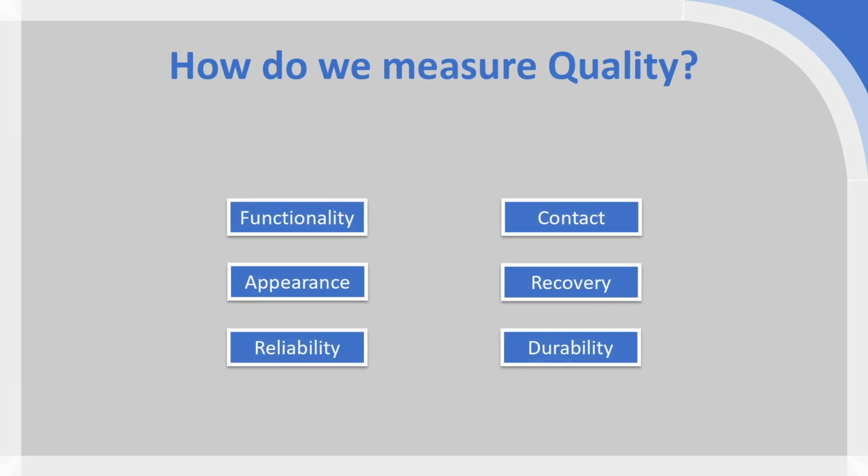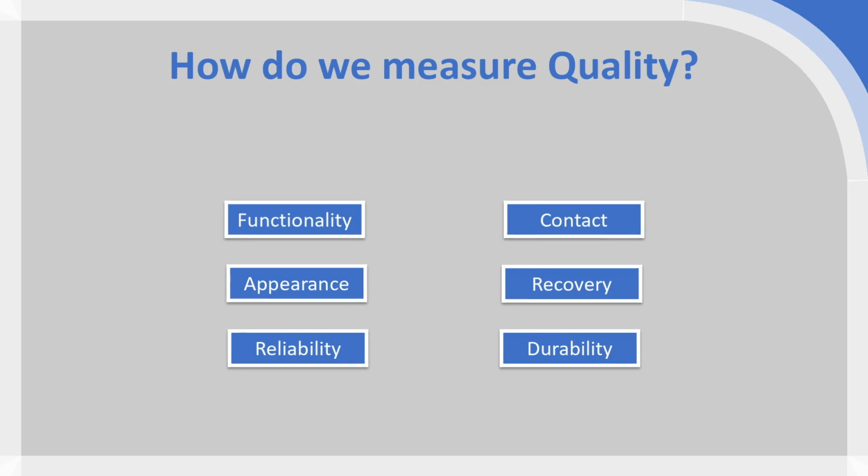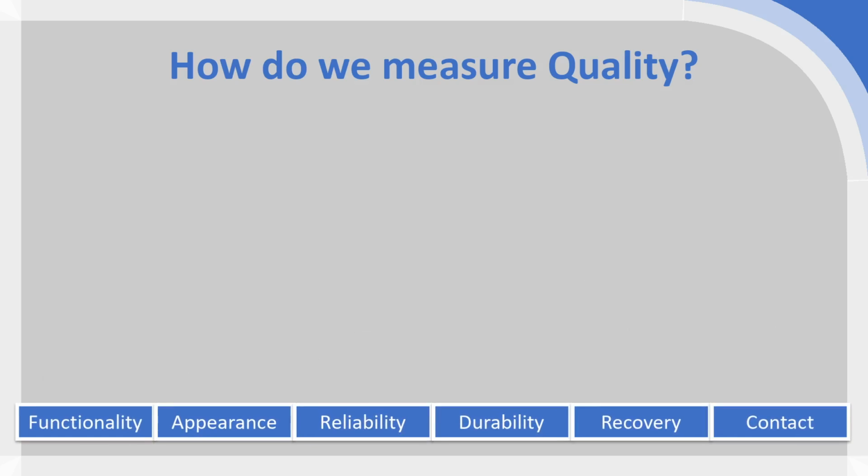So we have 6 major aspects here. Some of them may be more important for some products than other products. Some of them may not actually be applicable at all. But broadly speaking, we'll have 6 different aspects of quality that we want to focus on. So we can go through them one by one to try and develop our understanding.